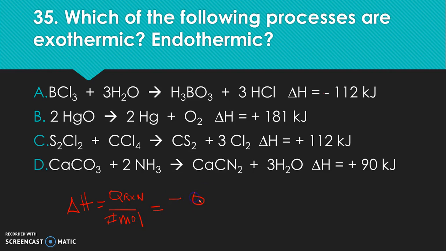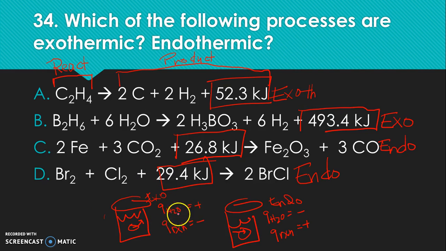So if it's negative, that means that the Q of reaction has to be negative. And if the Q of reaction is negative, that means the Q of H2O is positive. And if we look back to the drawing that we did a second ago, if the Q of the water is positive and the Q of the reaction is negative, that means it's exothermic.